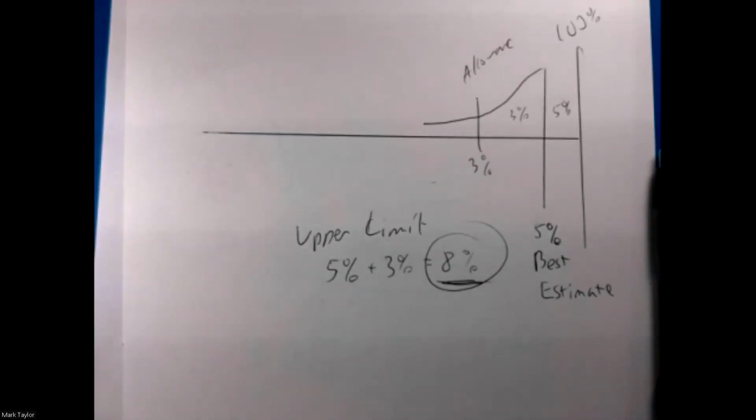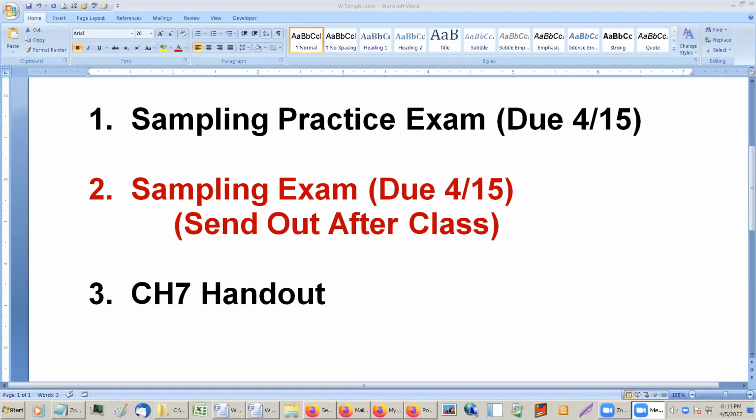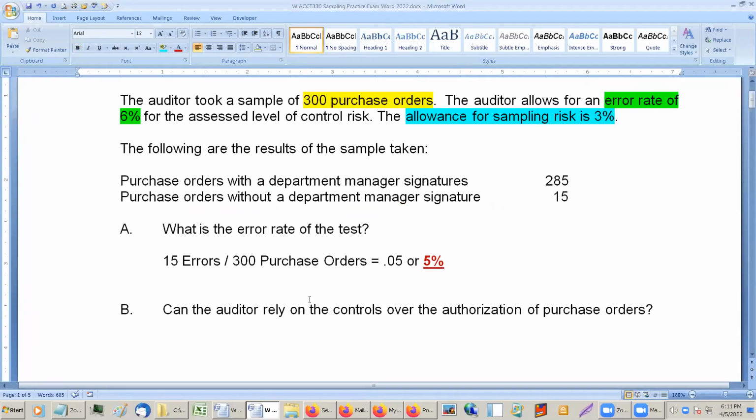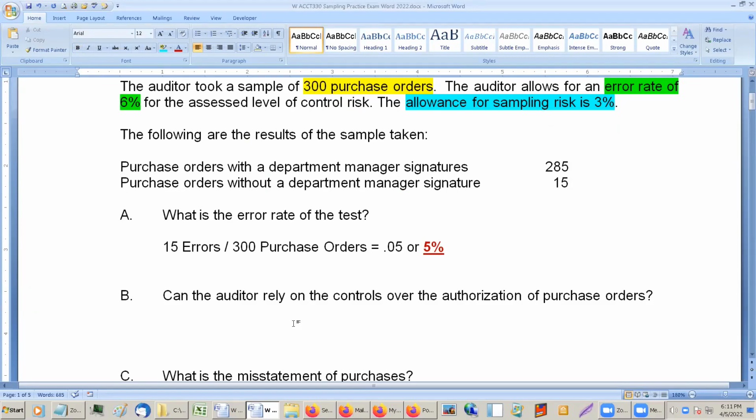So let's see here. Going back to, there we go. So we have the error rate.